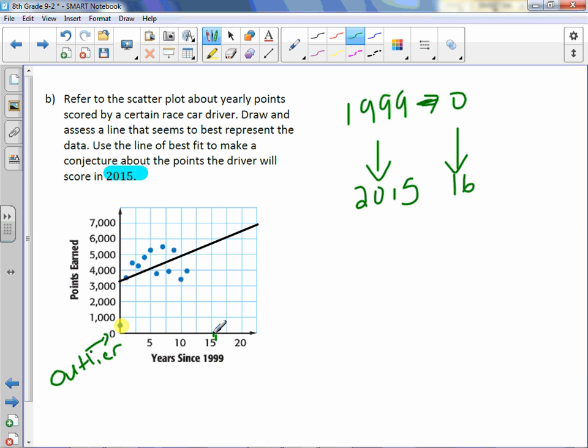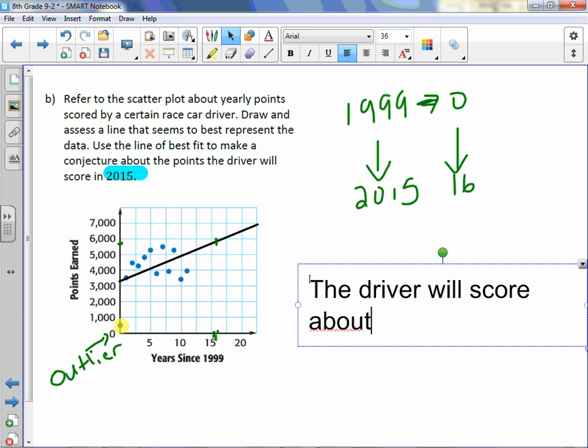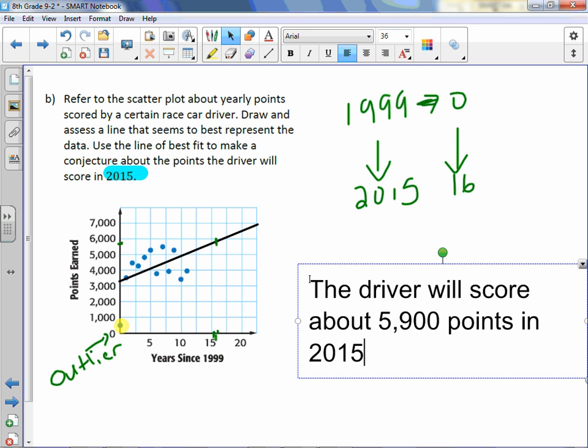So about year 16 is somewhere, maybe about here. Follow it all the way up. Follow it all the way across. It looks like it's just under 6,000. So we can say the driver will score about 5,900 points in 2015. And that is our conjecture.